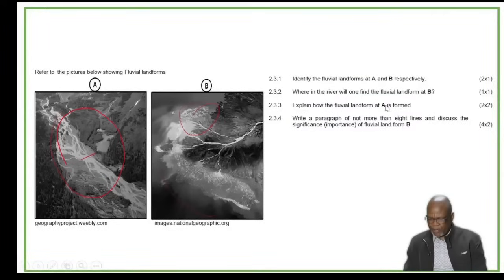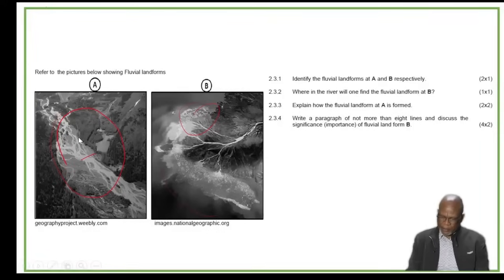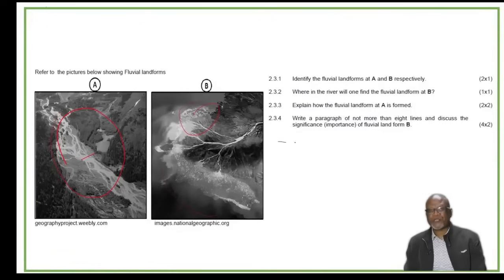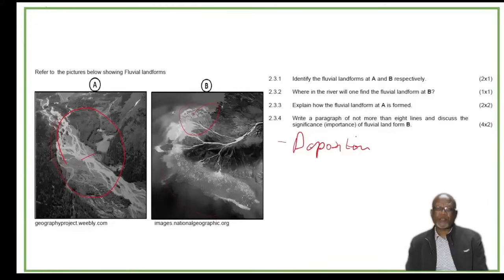Explain how the fluvial landform A is formed. How is landform A formed? How is a braided stream formed in the lower course of the river? So what is happening there? As the river is flowing, it deposits the material on its own course. It happened that there is deposition of sediments in the course of the river. Because it is in the lower course, the river is unable to cut through the deposit.